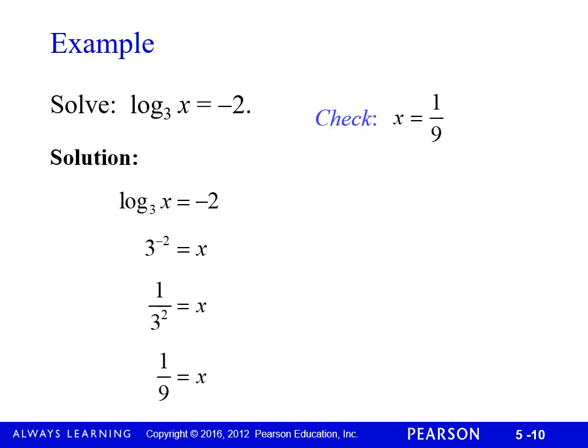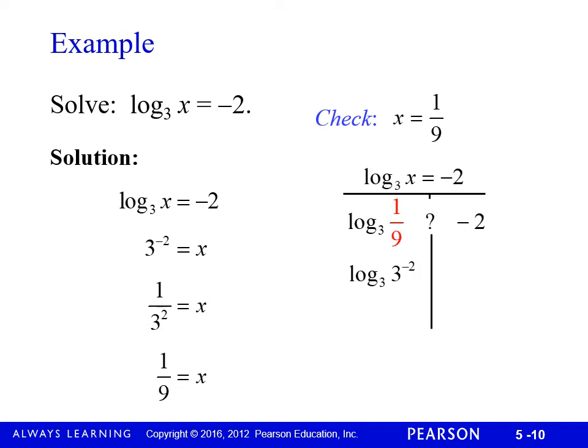It's always good to check, especially with logs, because we cannot take the log of a negative number. So we simply plug this in. And we can see that, again, we're using that same rule: when you take the log of the base raised to a power, the answer is just the power. So our solution is good.